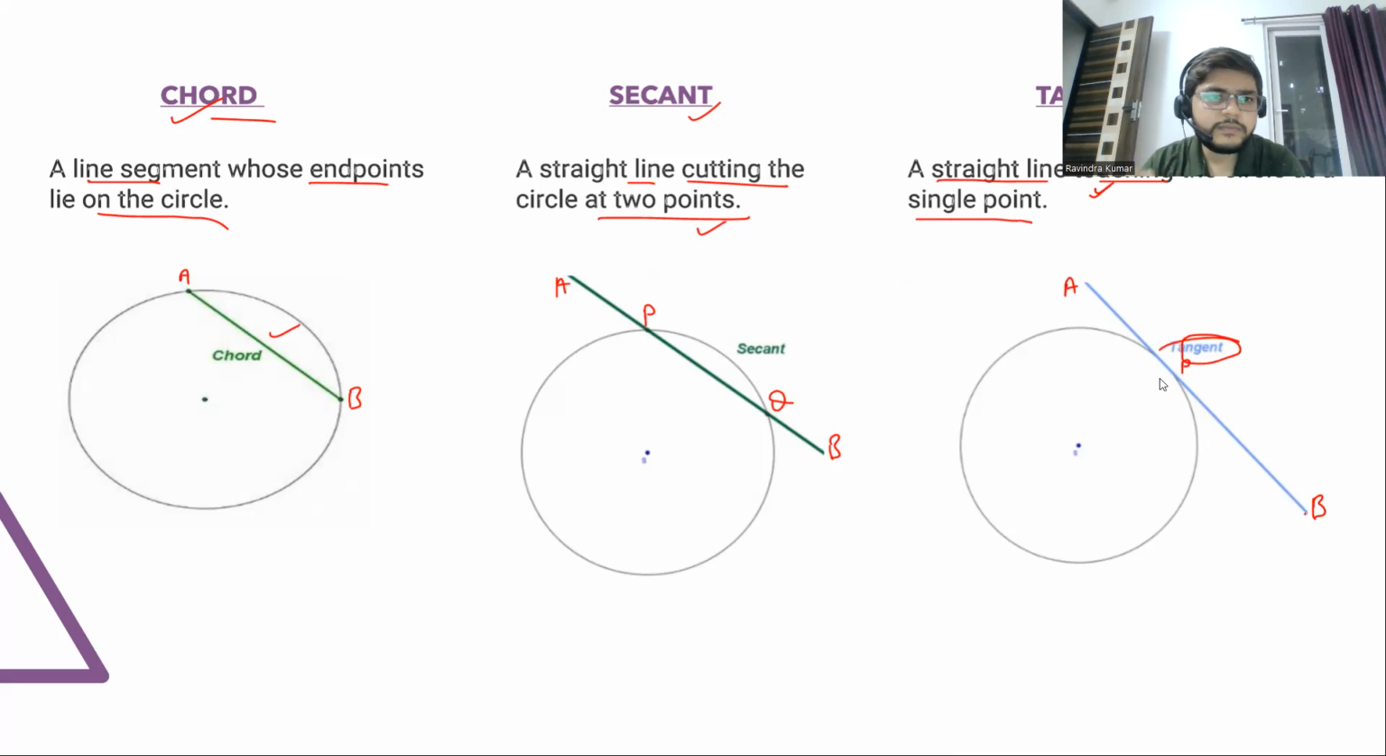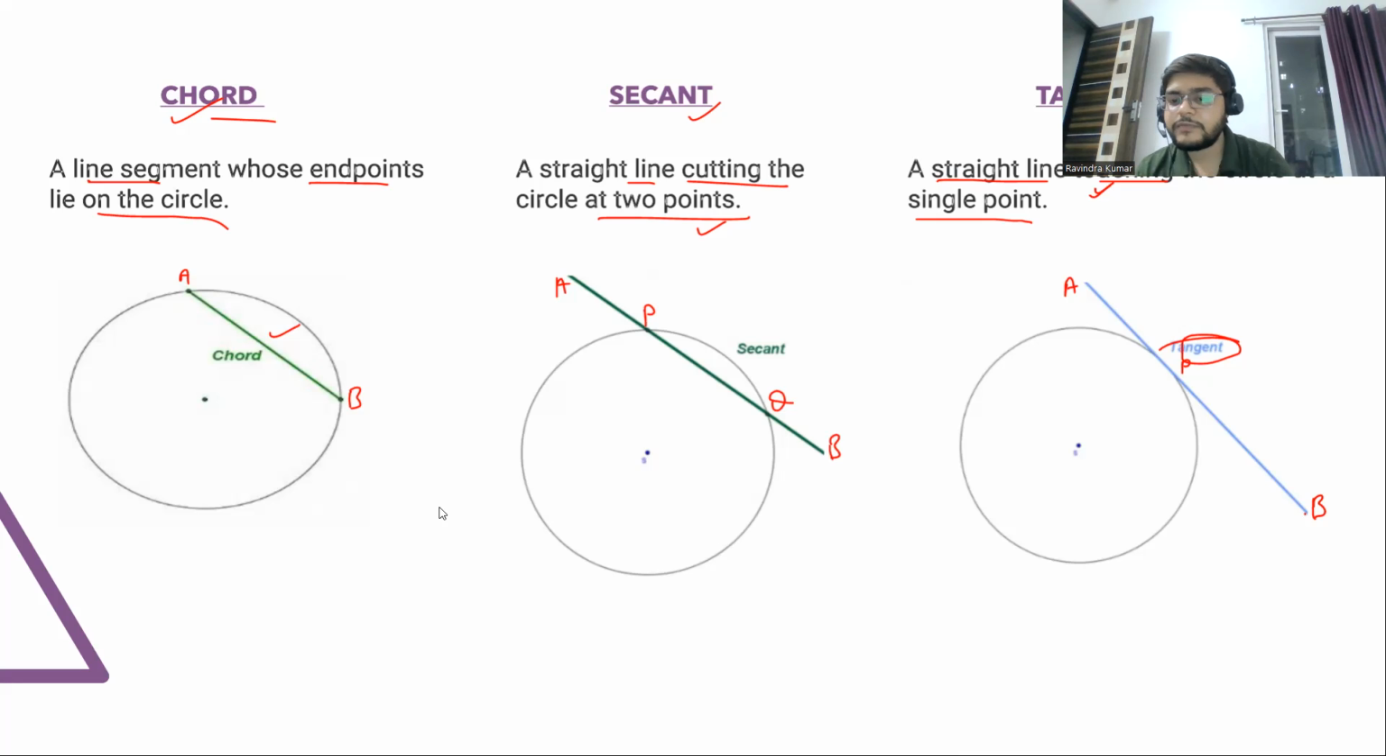Fine. So a chord is a line segment whose endpoints lie on the circle. A secant goes beyond the boundary of the circle, and a tangent just touches the circle at one point from the outside of the circle. This is the thing.